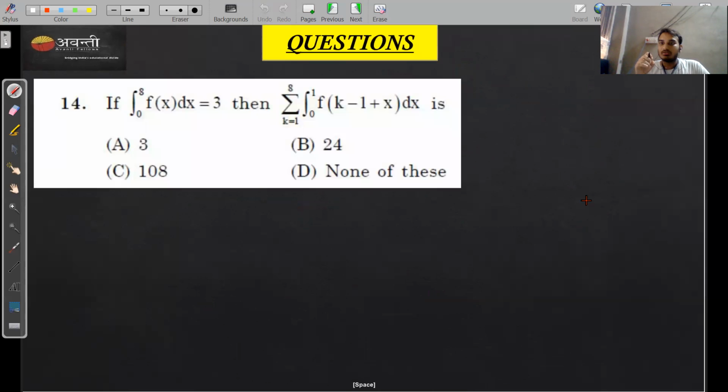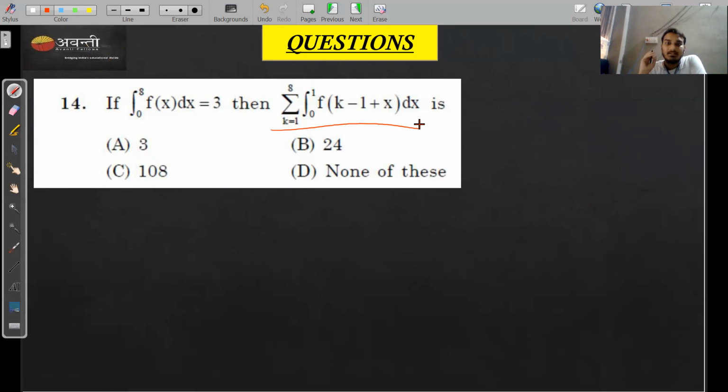See, the next one is also similar. It's giving you some kind of hint. Okay, see, the question is: integration 0 to 8 f of x dx is equal to 3. Then there is some summation given, and the problem with the summation is that the limit is 0 to 1, and in the question it's given for the limit 0 to 8, right? Okay, so how will we start solving it?